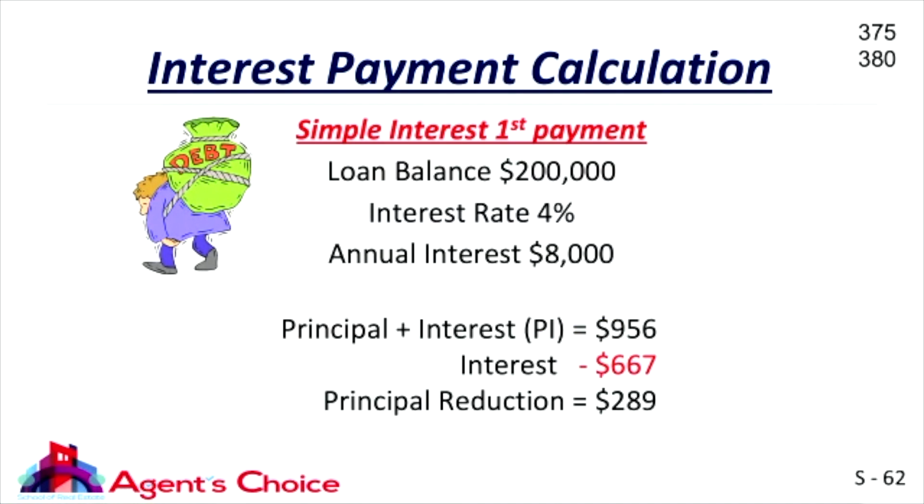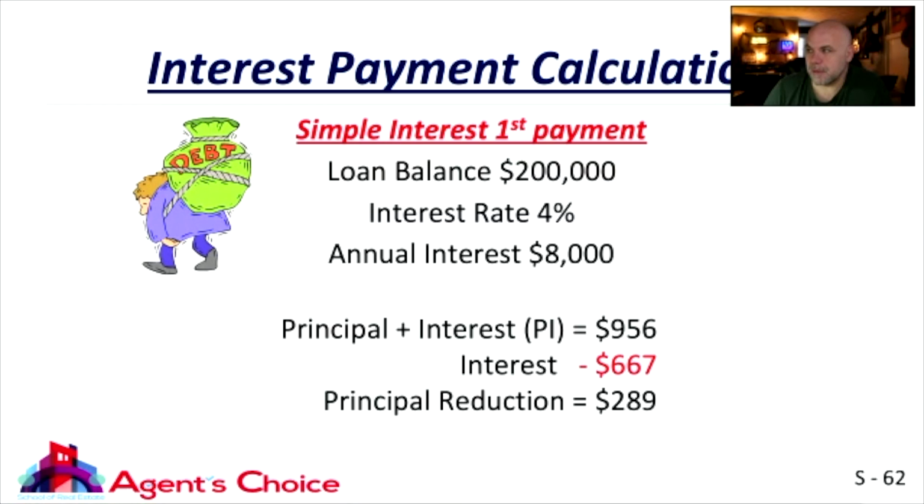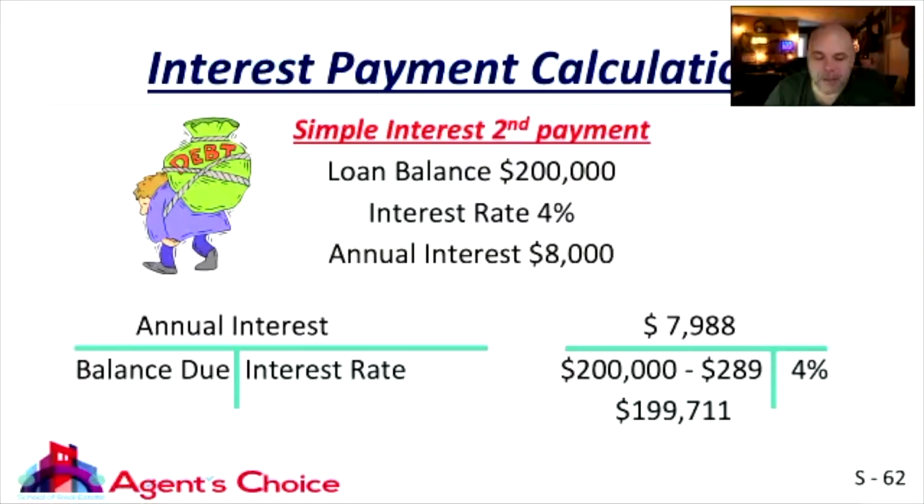And then we subtracted that $667 from the $956 total payment, P and I. And that means out of that payment, $289 of it is how much you decreased your loan balance that you owe the lender. That makes sense? Yes, thank you. Yeah, and then there's our new loan balance, $199,711.